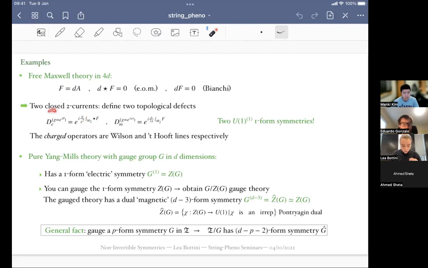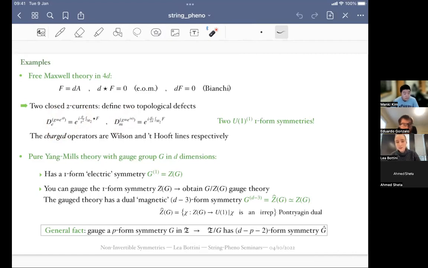So I have an operator which I call D_E, for electric, which is obtained by integrating star F, and an operator which I call D_M, magnetic, which is obtained by integrating F. And this defines for me 2 U(1)s, so we are in 4 dimensions. Operators that are 2-dimensional generate a 1-form symmetry. And I have 2 of them, so I have 2 U(1) 1-form symmetries. And since these are 1-form symmetries, the charged operators are 1-dimensional, so they are lines. Operators charged under the E are Wilson lines, and operators charged under the M are 't Hooft lines.